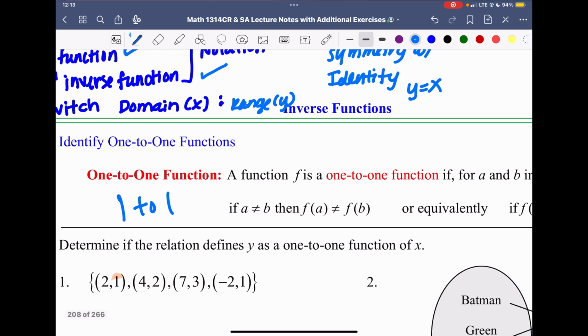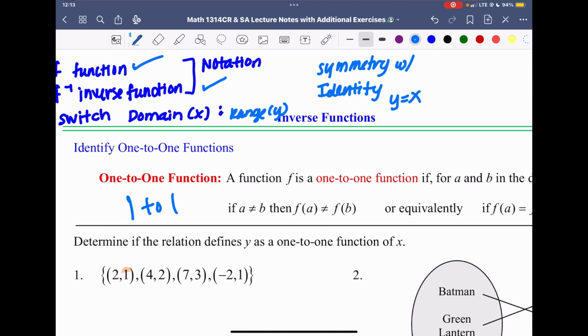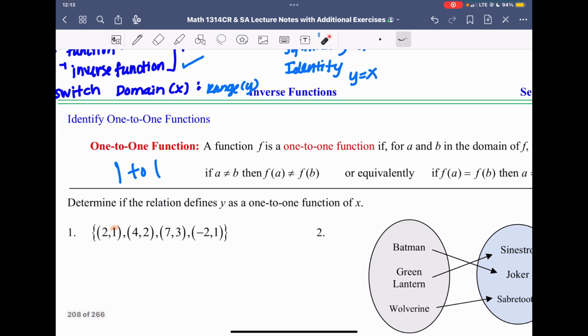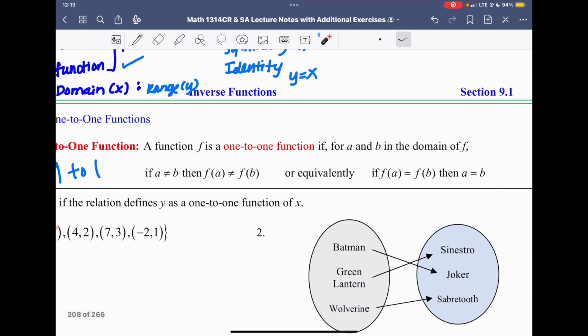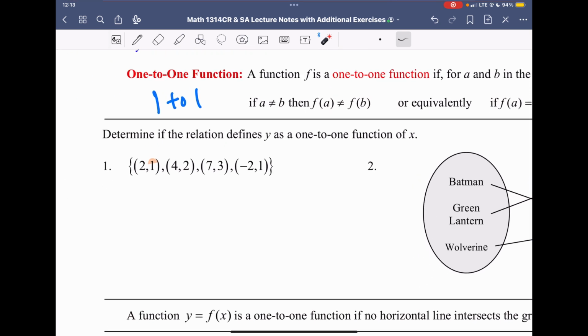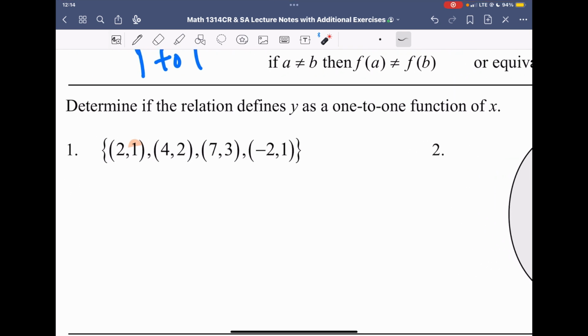Okay, so inverse functions identify one-to-one functions. Another way to write or communicate one-to-one functions is with this one-to-one definition. It basically says that for a and b in the domain of f, if a does not equal b, then f(a) does not equal f(b). For every individual a, there's going to be an individual b. And we can see that displayed in this set of functions.